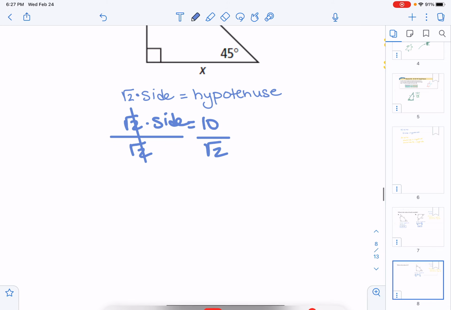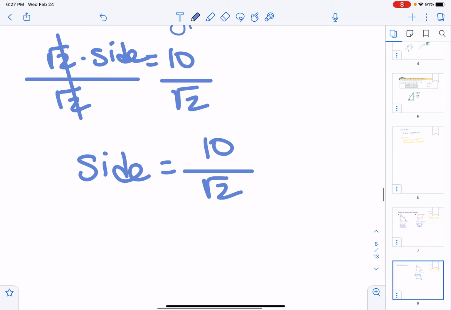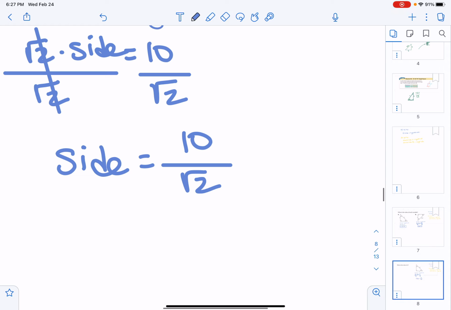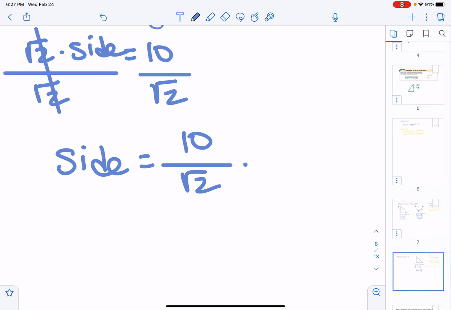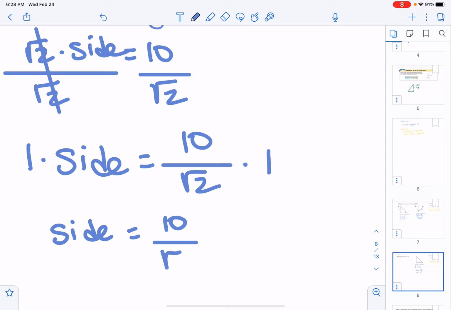And the side is 10 over the square root of 2. One little note, that answer is fine. The ACT does not like square roots on the bottom. They just don't do it. So if you want to practice for the ACT, what you would do is multiply it by 1 on each side. And so you'd have side equals 10 over the square root of 2 times 1.